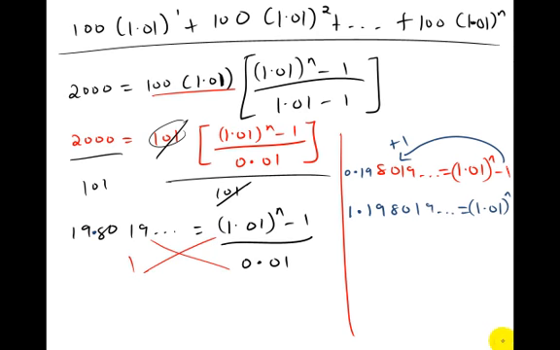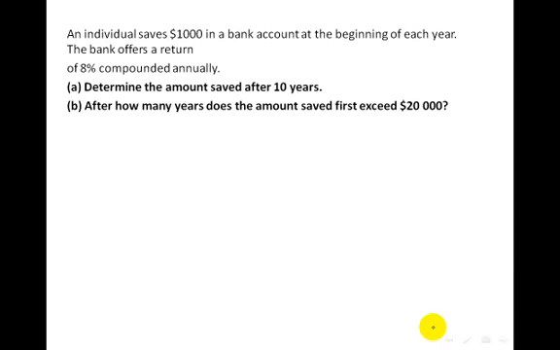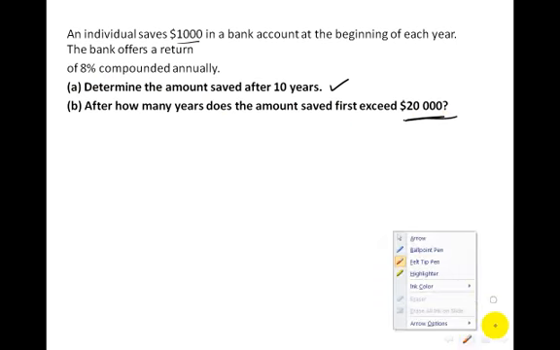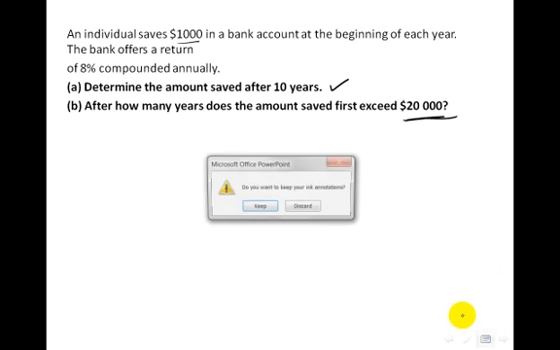Alright, I'll give you a question that I want you to try by yourself. This is the question. An individual is saving $1,000 in a bank account at the beginning of each year. The bank offers a return of 8% compounded annually. So determine the amount saved after 10 years. After how many years will the saved amount exceed $20,000? So if you have a question, ask me please.